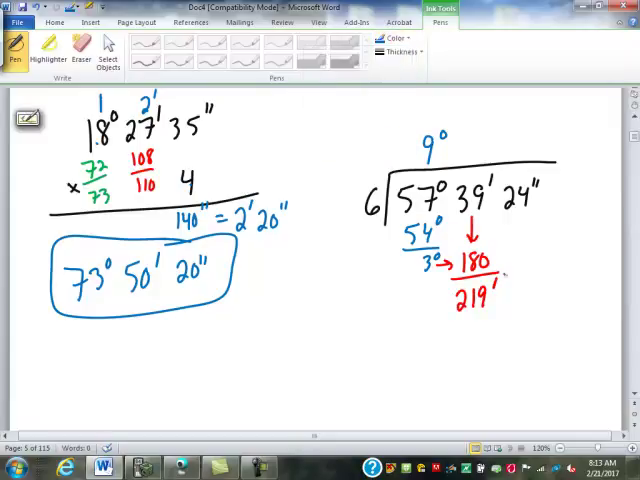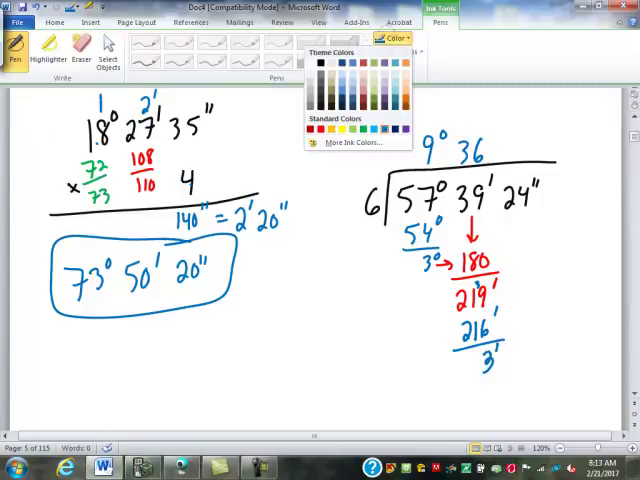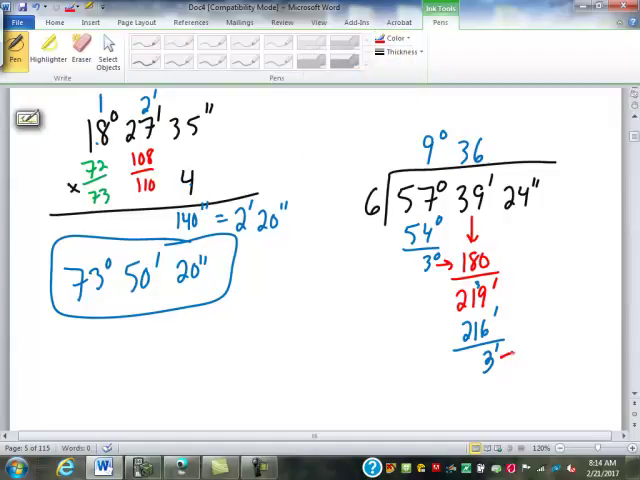So now 6 goes into 219. Well, 6 goes into 21, 3, carry the 3, 36 times, right? 36 times 6 is what? 216, I believe. Which leaves us with 3 again. Well, before I bring down the 24, what do I have to do with that 3? Times by 60. It's 180 seconds now. Bring down the 24, it's now 204 seconds.